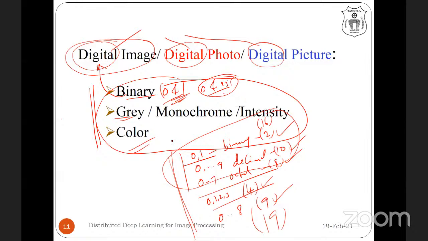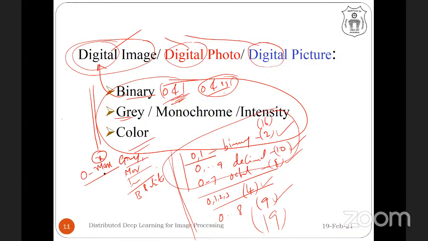If you use 0 to some x value, then we call it a gray level image, monochrome image or intensity image, which in day-to-day life we call a black and white photo. Actually, whatever you call a black and white photo is not truly black and white. That is known as a gray image, monochrome or intensity image.